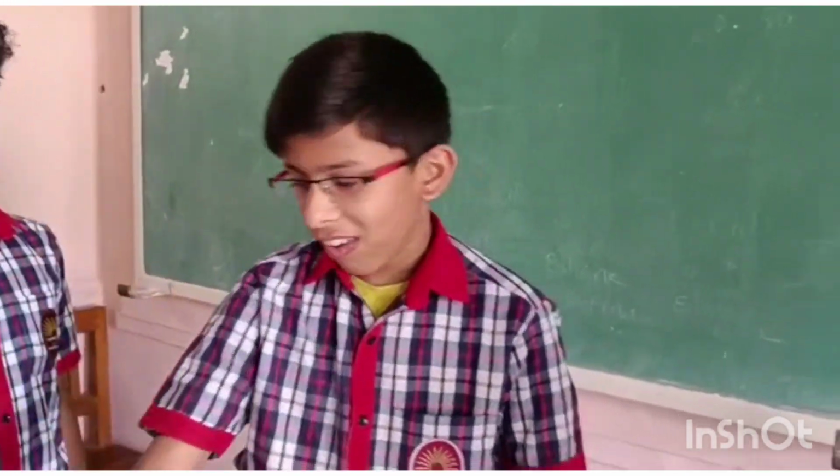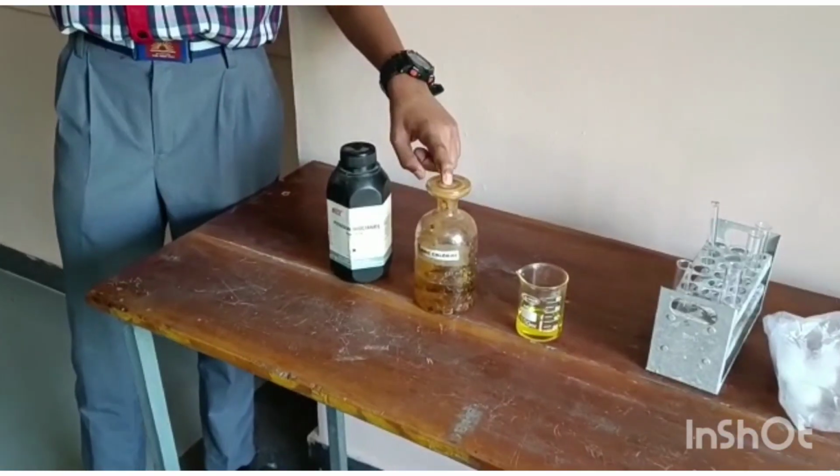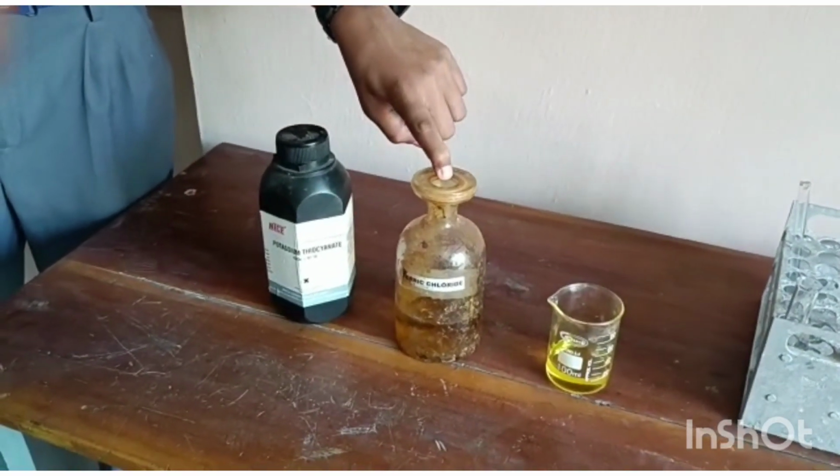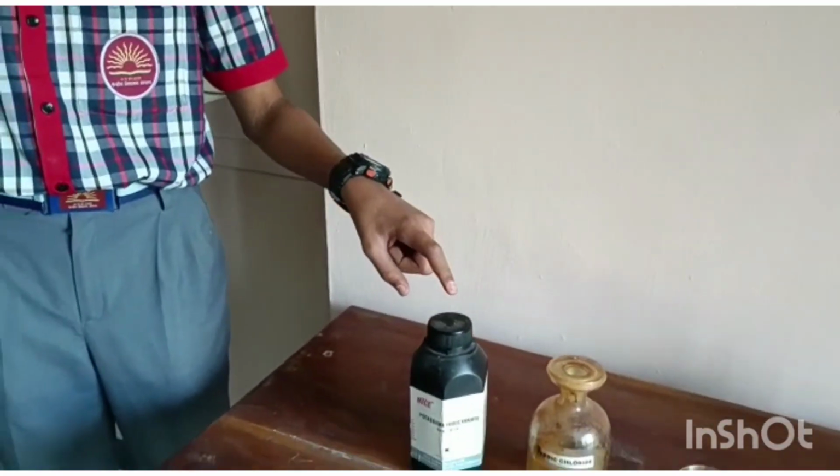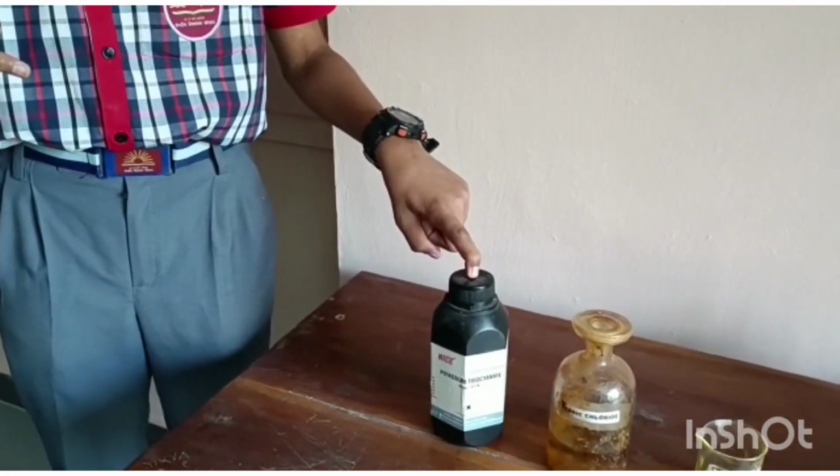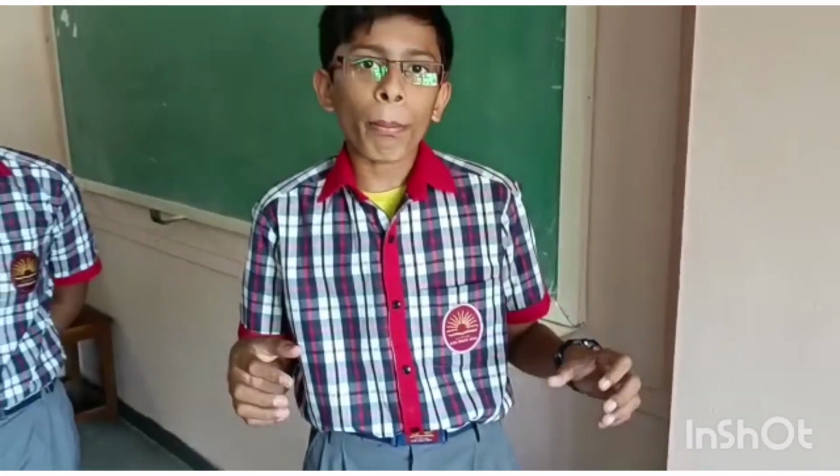Wow, Harinandan, how did you do that? First we will wash the syringe with ferric chloride and then soak the cotton with potassium thiocyanate. When we mix these two compounds together, it will form a blood red color. Thank you. That was an amazing experiment. Thank you. Thank you.